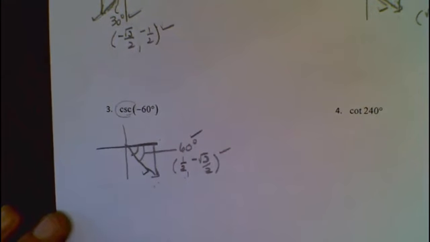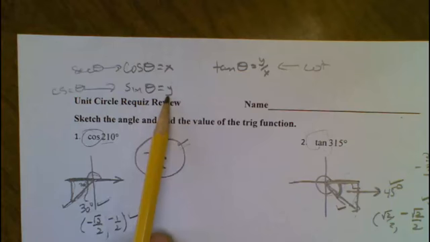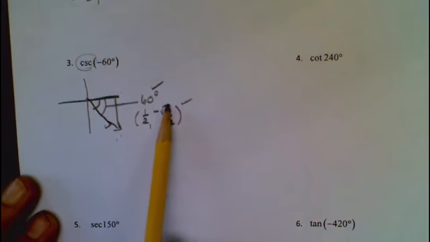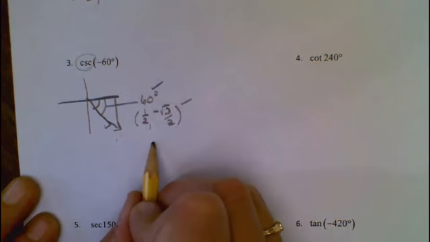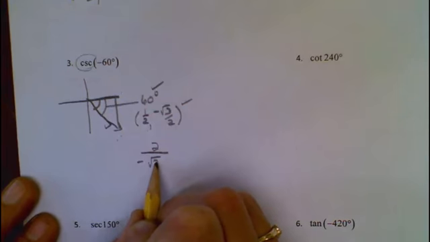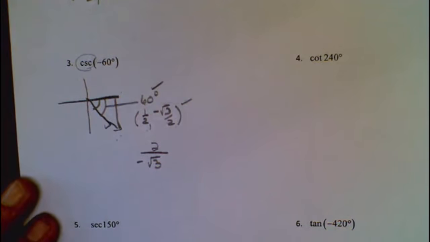This one is asking for the cosecant. Cosecant is the reciprocal of the y. So now I know that if this is the y value, reciprocal just means I need to flip the numerator and denominator. So the cosecant is going to be 2 over negative square root of 3. All I'm doing is taking the square root of 3, bringing it down to the denominator, and the 2 goes to the numerator. That's the reciprocal of y.